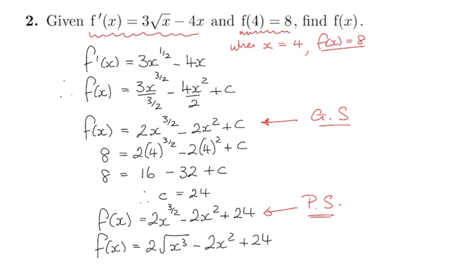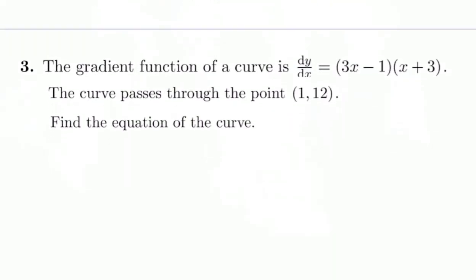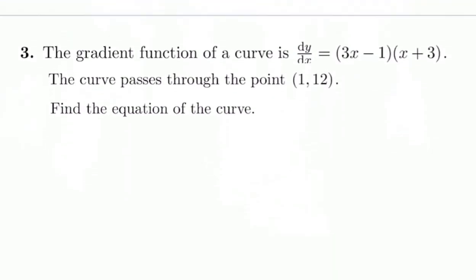Depending on the question, you might have to rewrite that index in surd form. We'll look at the next question, and again, let's do a little bit of highlighting this time so we know what we're doing. So we're told the gradient function is dy/dx equals 3x minus 1 times x plus 3, and the curve passes through the point (1, 12).